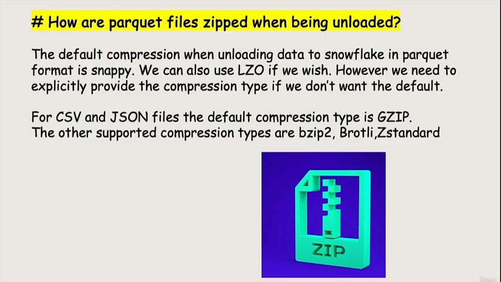However, we also have LZO, and if we want to be different and we want to use that, we can choose the LZO format as a copy option when unloading data, and we can see the data inside the cloud storage in LZO compression format if we choose so. But there is no real advantage of going the LZO route over the snappy.